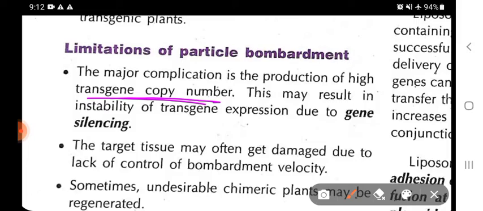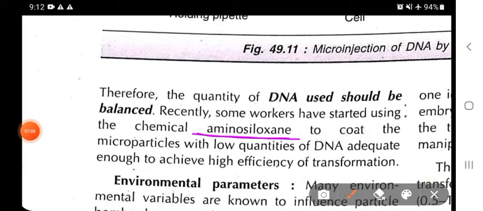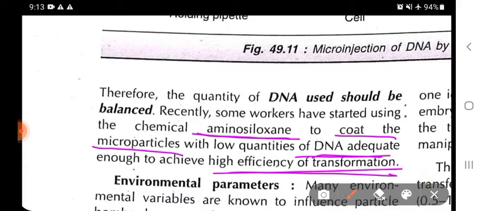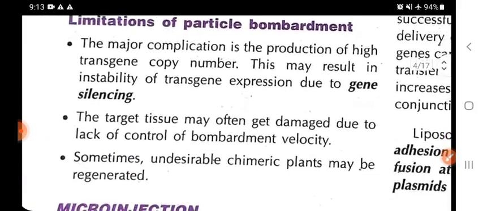To overcome this problem, some workers have started using the chemical called aminosiloxane. Aminosiloxane is first used to coat the microparticles. Then we coat our desirable target DNA in small quantities to achieve high efficiency of transformation. So it can be overcome.